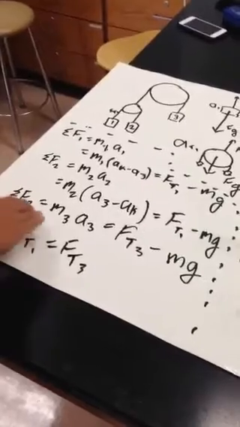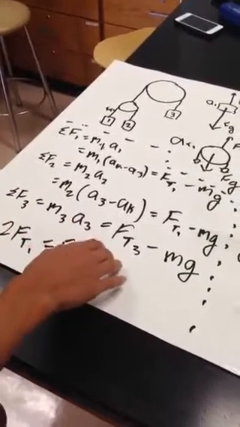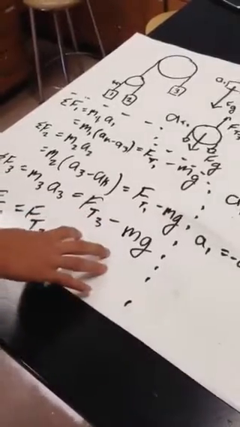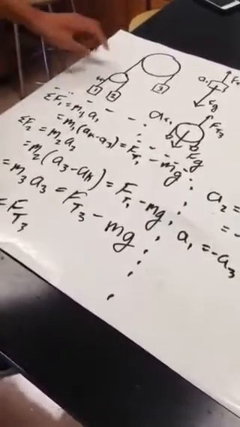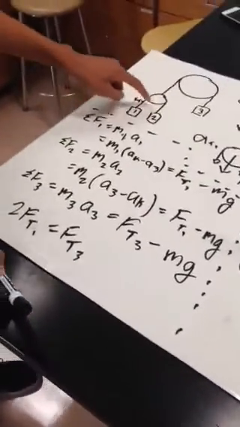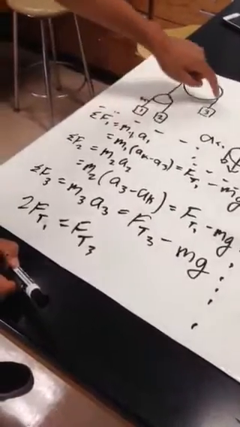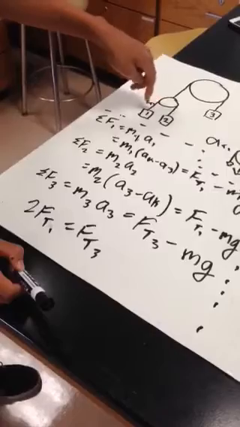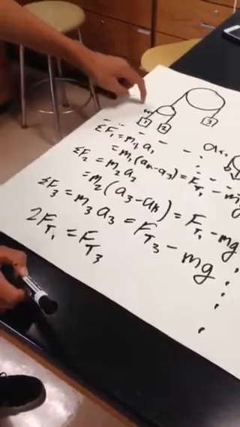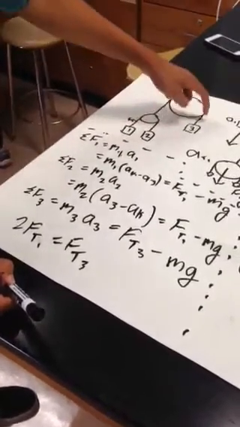Our third summation equation is just m3 A3, and this is simply equal to T3 minus mg, as we can see over here. And we have a fourth equation, which is 2 times the force T1 is equal to force T3. We know this because we have our two T1s over here. These are both equal to T1 because they're part of the same string, and T3 is over here. These must be equal because they're part of the same larger system. So the two forces of T1 should be equal to the force of T3.